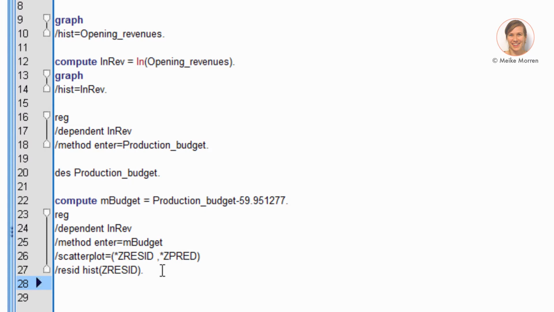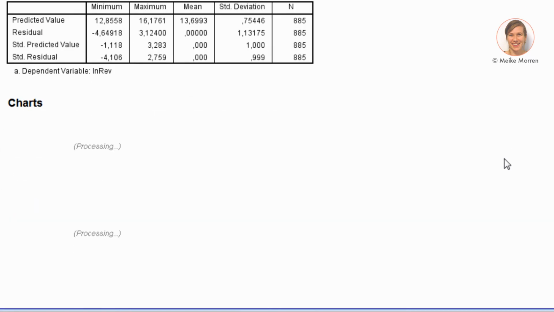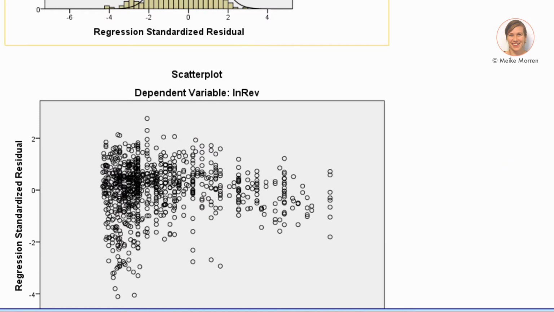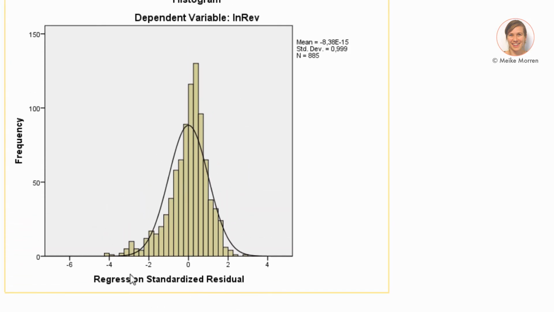So here I have the syntax for plotting the residuals. So first we look at the normality. So we see here that the dependent variable, the residuals, actually the standardized residuals, they relatively follow this normal distribution, right?